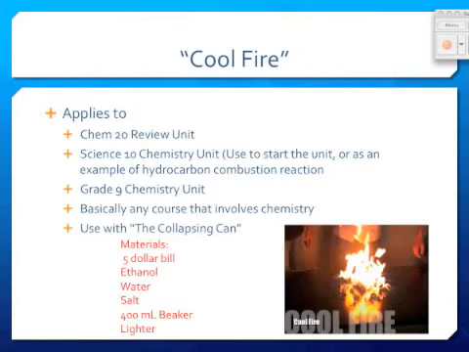So the first experiment I'm going to do is cool fire. It can be done in everything from Chemistry 20 through Science 10, the Grade 9 Chemistry unit, pretty much any course that involves chemistry. There's also another cool experiment that I won't have time to get to, called the collapsing can, and it works on the same principles. So for cool fire, you'll need a $5 bill, some ethanol, some water, some salt, a beaker, a lighter, and also a pair of tongs.